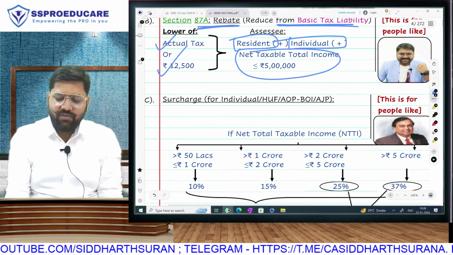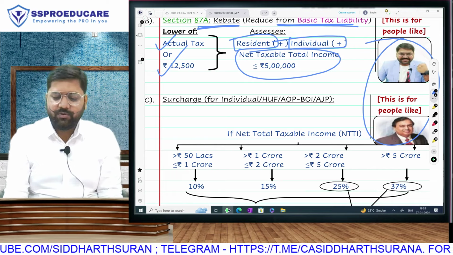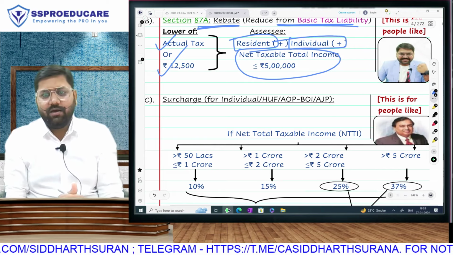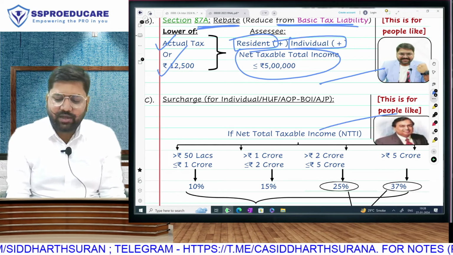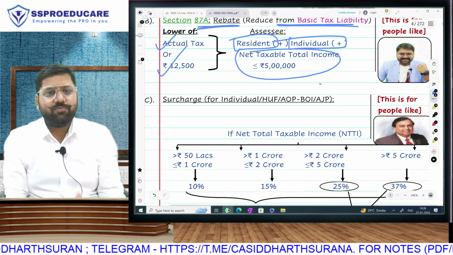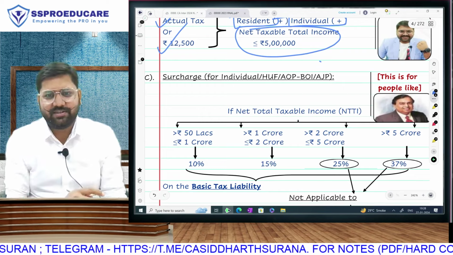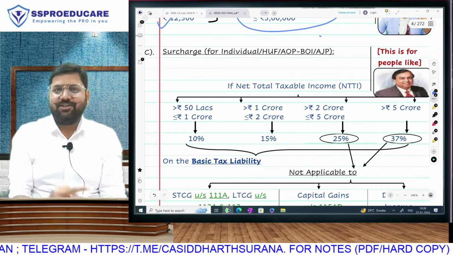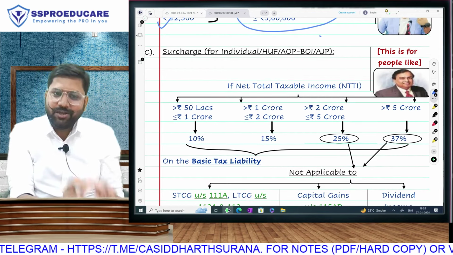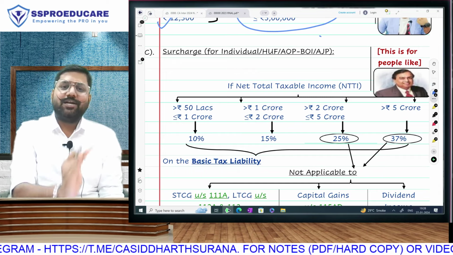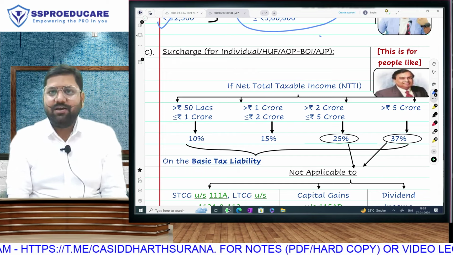So do you see? We have kept the photos of both of them on the same page. There is one thing common between me and Mukesh bhai. We both pay HEC at 4%. But HEC will come later, first surcharge. Surcharge is an increase in your tax liability. So rebate is going to reduce your tax liability. Surcharge is going to increase your tax liability.